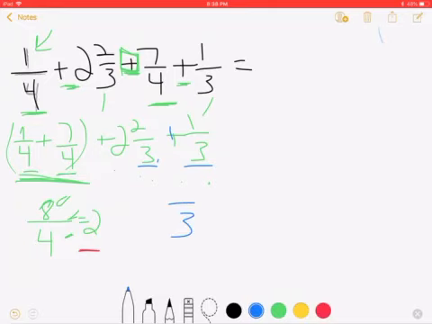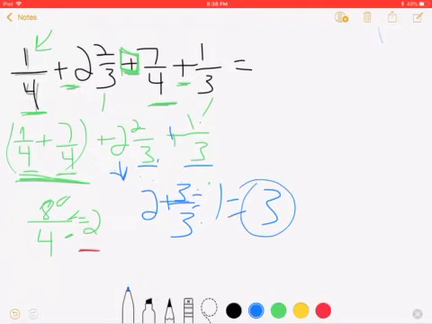Here I have 3 as my denominator. 2 plus 1 equals 3. And then I have another whole number here, so this is 2 and 3/3. We all know that if the denominator is the same on the top and the bottom, this equals 1. So 2 plus 1 equals 3. So now I have whole number 3 here, whole number 2 there. 2 plus 3 equals 5. So this particular problem equals 5.